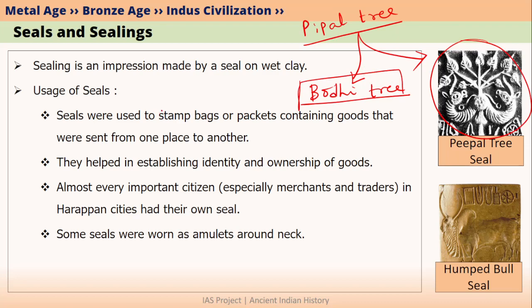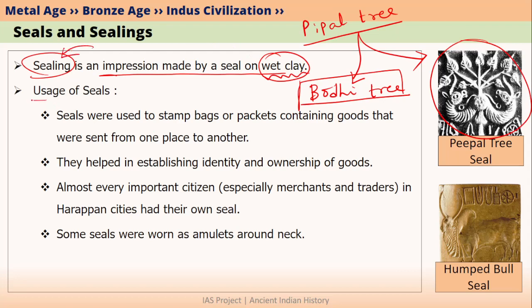So that was all about seals. Now what is a sealing? Sealing is basically the impression that is made by a seal on wet clay. So using these stone seals, they pressed the seals on wet clay, and because of this, a permanent impression was made on the wet clay when it dried. And that dried impression is basically called a sealing.